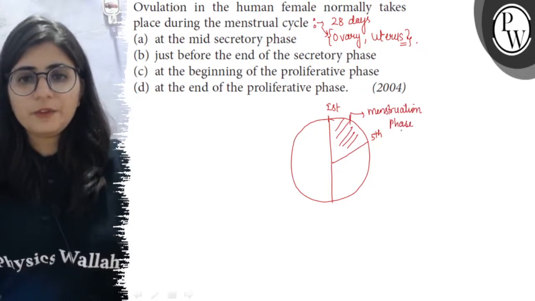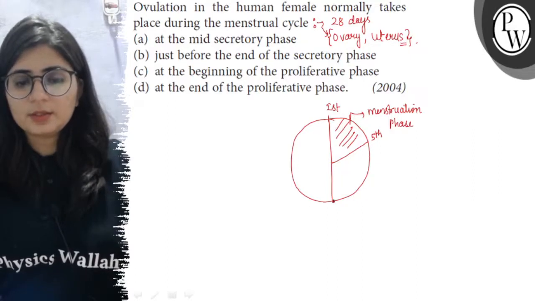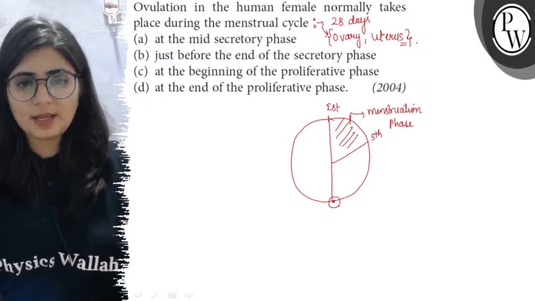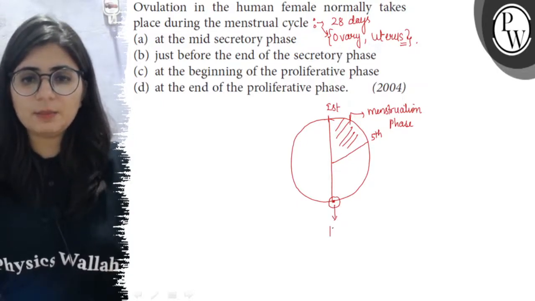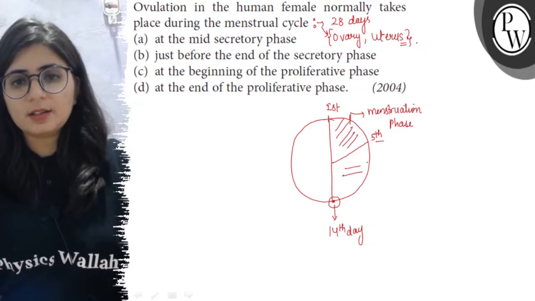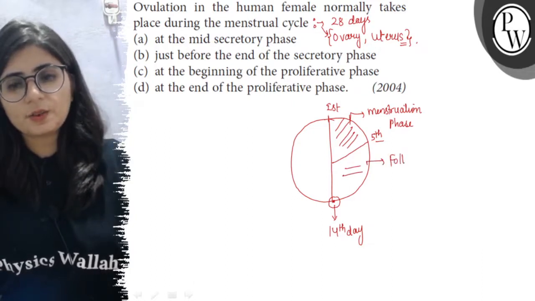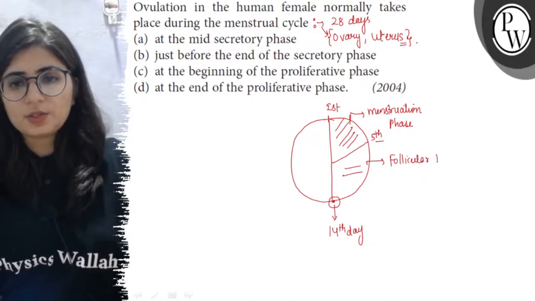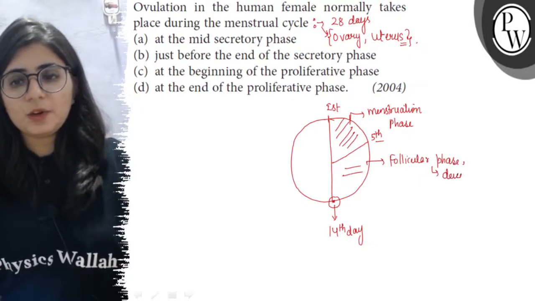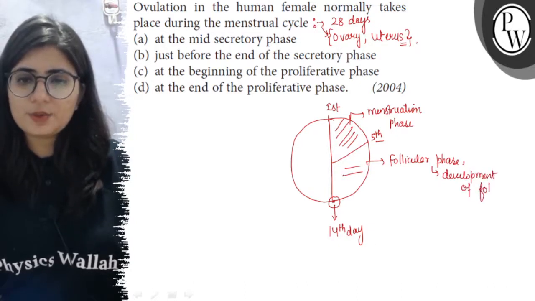Now from the 5th day to the ovulation, which occurs at the mid of the menstrual cycle, which will be the 14th day, this period is called the follicular phase or the proliferative phase. During this phase there will be the development of follicles in the ovary. So development of follicle is associated with the follicular phase.